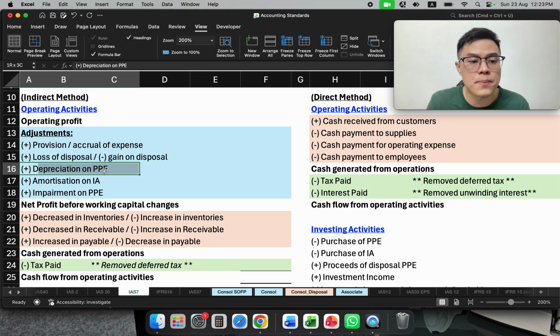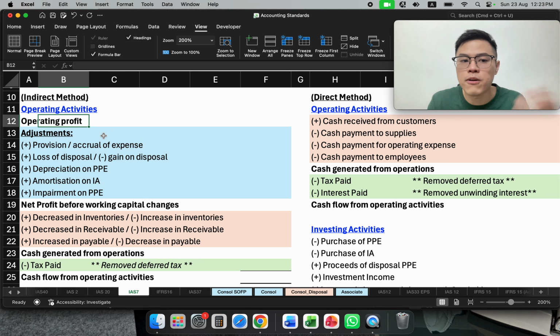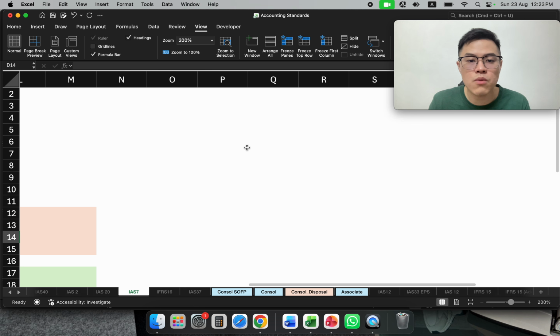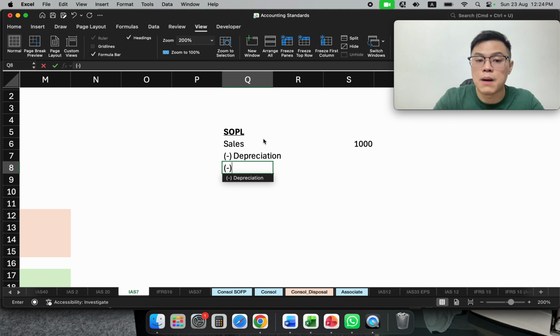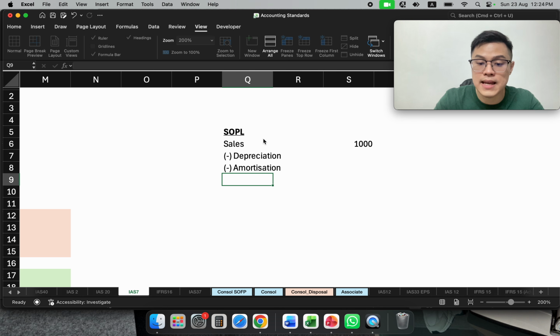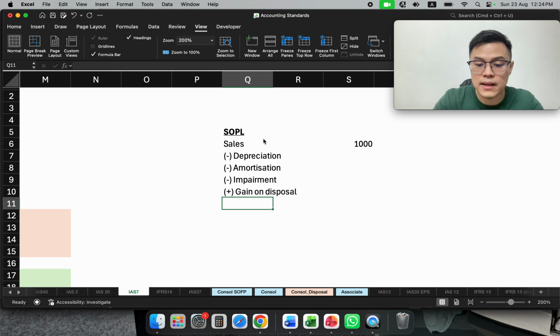And we will add back our depreciation non-cash item, amortizations, and impairment, because all these items are originally forming up your operating profit. If you don't understand what I'm trying to say, normally in SOPL, sales for example is 1,000. Maybe we have multiple items, like minus depreciations, minus amortizations related to your intangible asset, minus the impairment, and plus any gain on disposal, and you minus your normal expenses, and you get your profit.